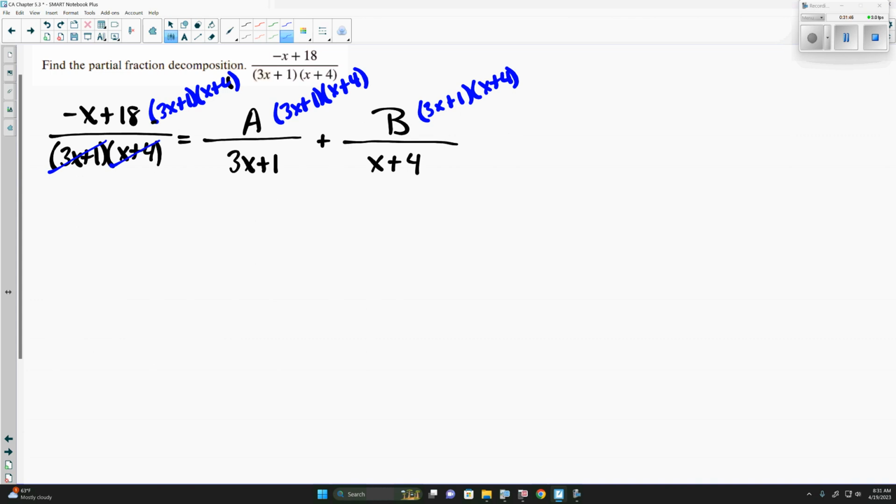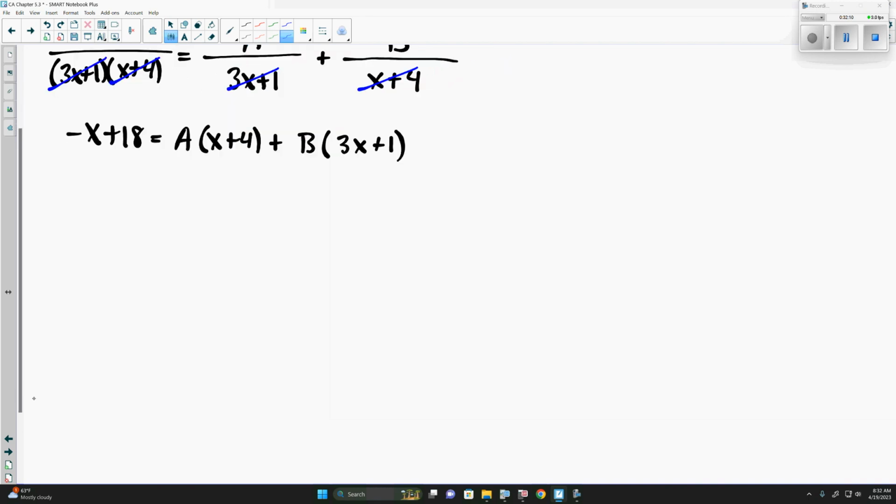These will cancel with both of these here. 3x plus 1 and 3x plus 1 will cancel. X plus 4 and x plus 4 will cancel, leaving us with negative x plus 18 is equal to a times x plus 4 plus b times 3x plus 1.